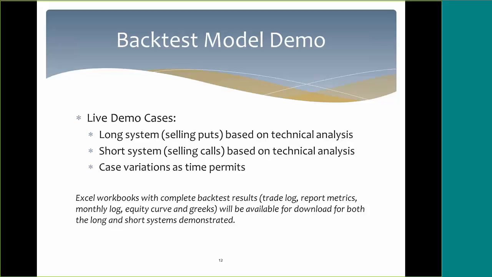And also I'll mention that the Excel workbooks with the complete back test results, which include the trade log, report metrics, monthly log, equity curve, and Greeks, I'm going to give to Tom so that he'll be able to put those on the website so people can download those.